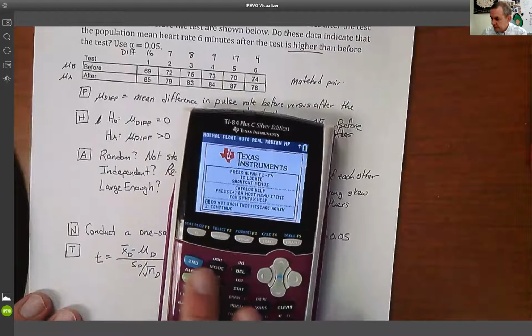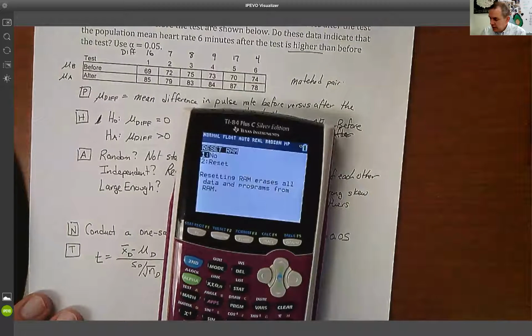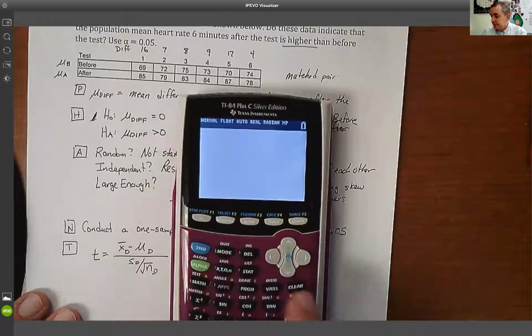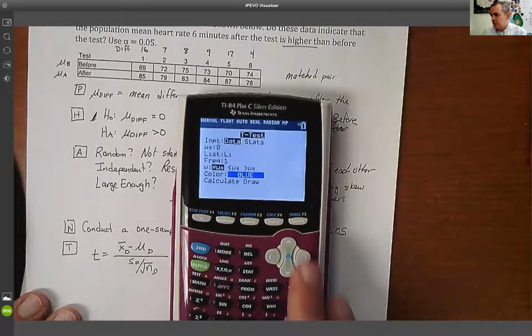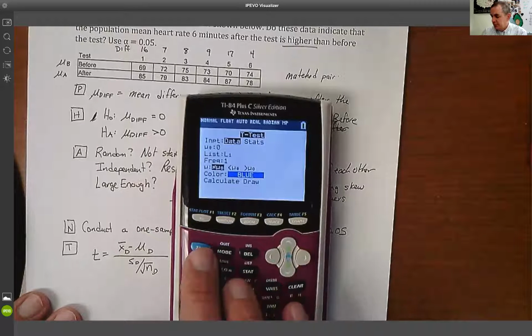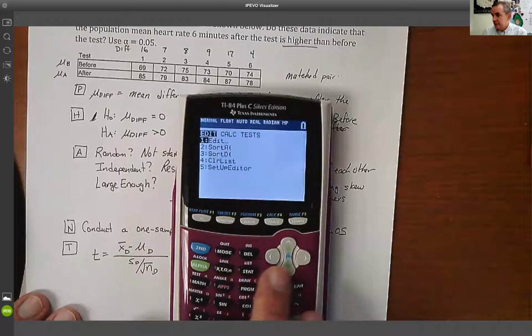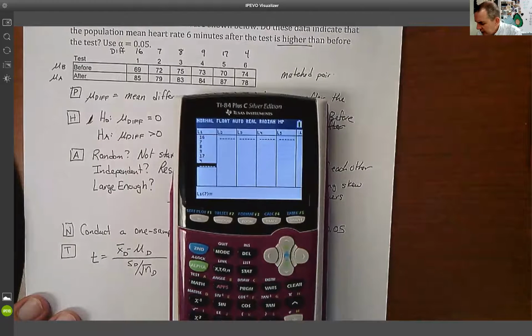So what we're going to do is this. We're going to do second, plus, 7, 1, 2. We're going to go to stat, then tests. We're going to do a 1 sample t-test. We're going to actually put in the data first. My mistake, stat, edit. And we're going to put in all of those differences: 16, 7, 8, 9, 17, and 4. So I put the 6 in.